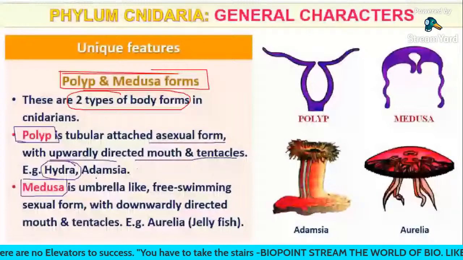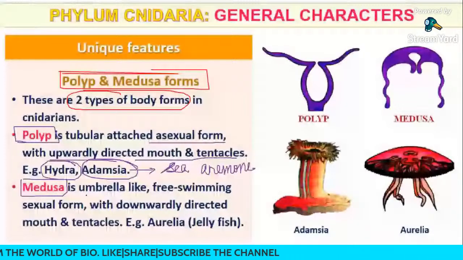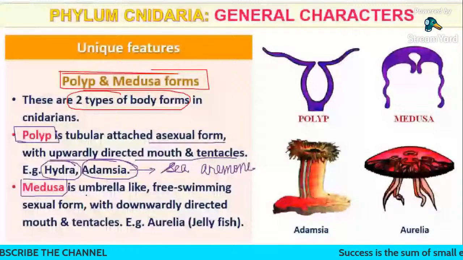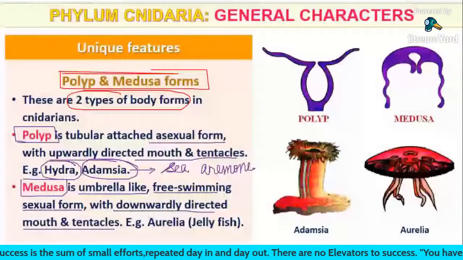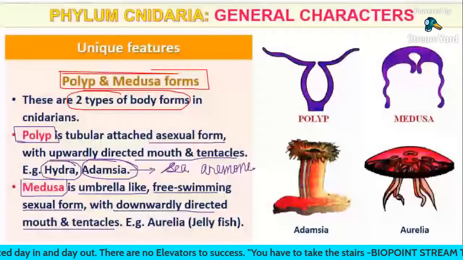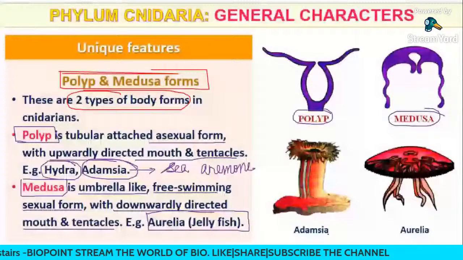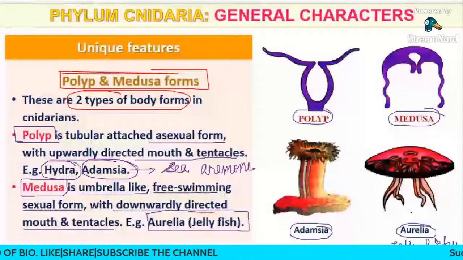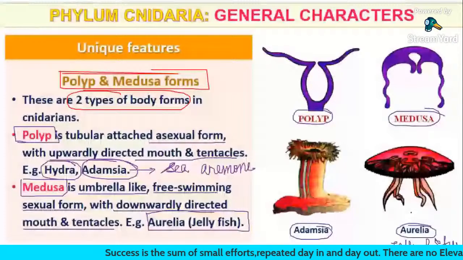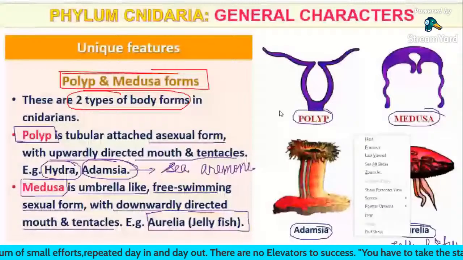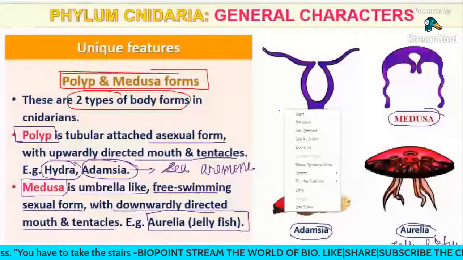Next, again we are studying about the same unique feature, the only feature of this particular phylum: the presence of polyp and medusa. There are two types of body forms in the case of Cnidaria.